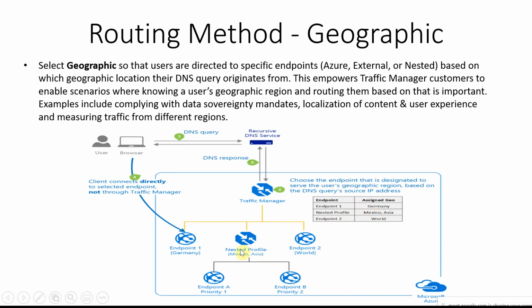So this is what I was telling, the nested profile. You can also mix the nested profile in this, wherein Mexico, Asia, again, you can have sub endpoints also. So you can put another rule here, for example. So this rule need not be at one level. It can go at multiple levels below. So that's where this traffic manager will intelligently route to the respective resource.